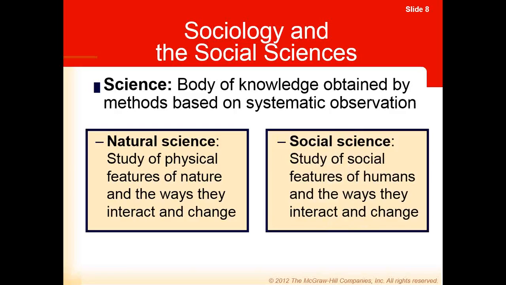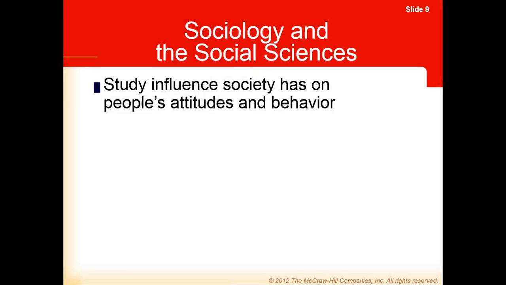The natural science is the study of physical features of nature and the ways they interact and change, but sociology is what we refer to as the social science. It is the study of social features of humans and the way they interact and change. And there are a number of different social sciences, as we mentioned a little bit ago: psychology, political science, economics, history, and they all study various facets of human activity. So sociology studies the influence society has on people's attitudes and behaviors.